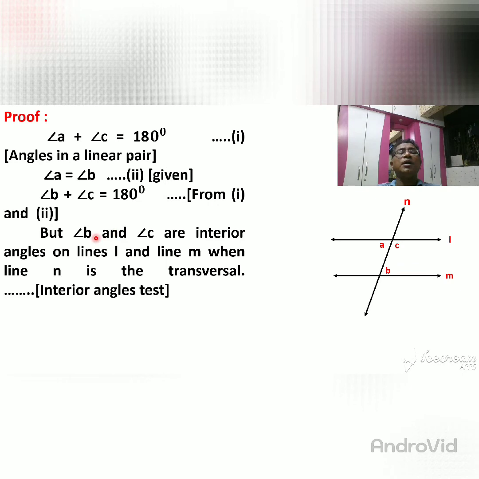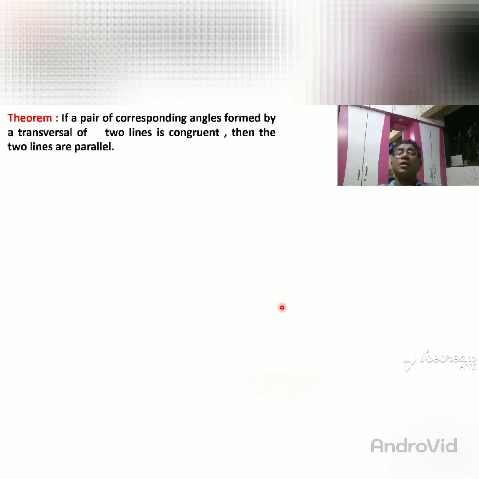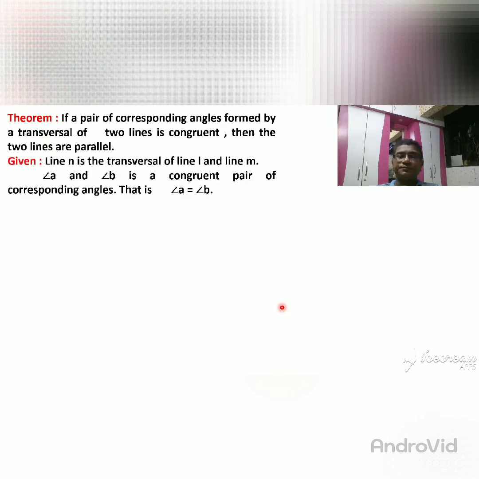Yes. But angle B and angle C are interior angles of each other, and N is the transversal. So due to the interior angle test, line L and line M are parallel. I hope that all my students will understand this. Then I am going to teach another theorem.